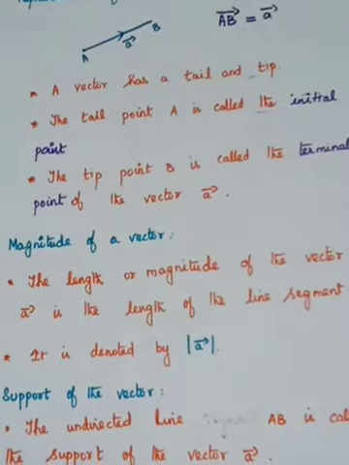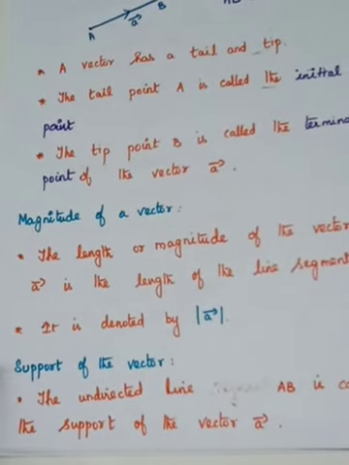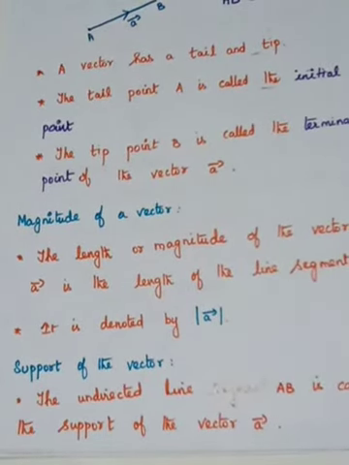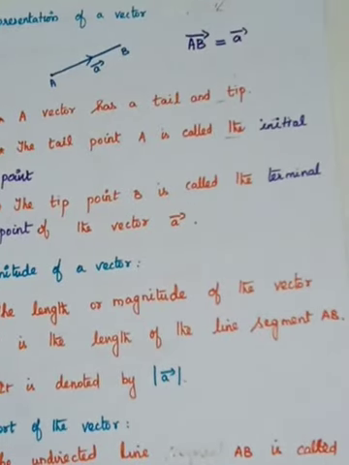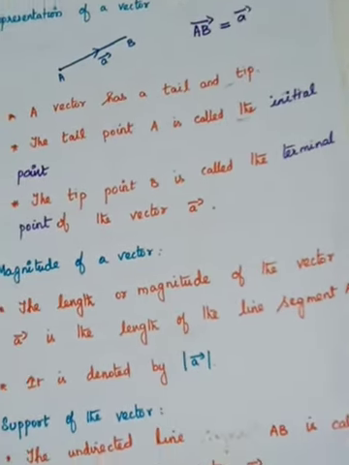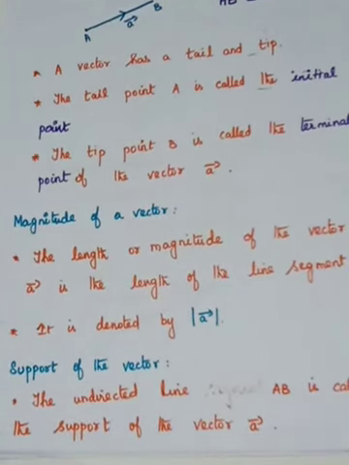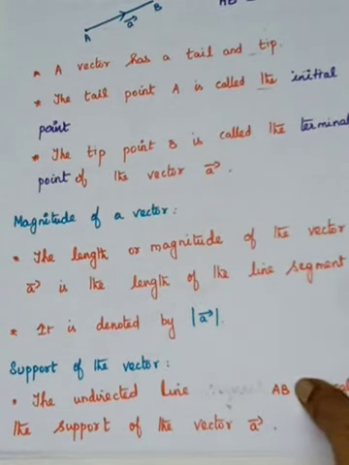Next one, we are moving to the support of the vector. The line on which the vector is present is called the support of the vector a. Okay, so the support of the vector is nothing but the undirected line. The vector is represented by a directed line segment. Line segment means it has a starting point as well as an ending point. So the undirected line on which the vector is present is called the support of the vector.